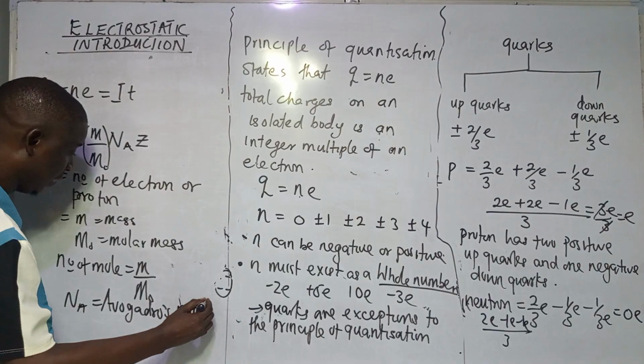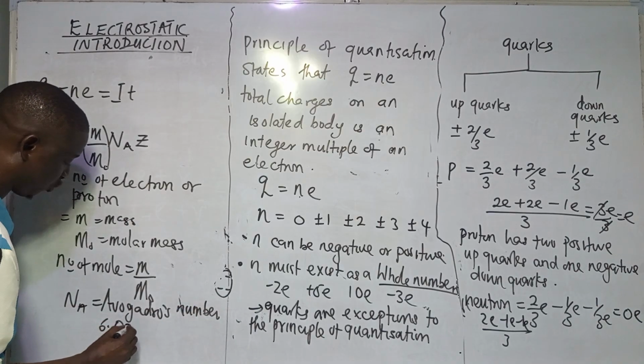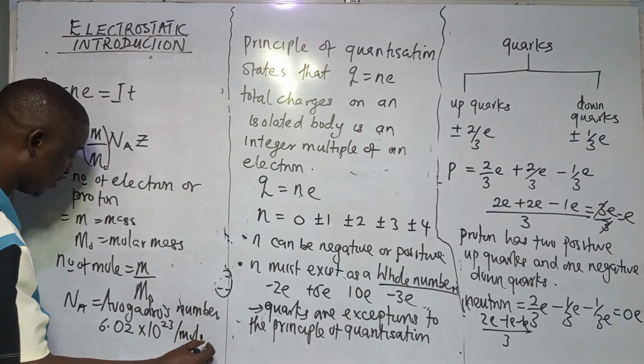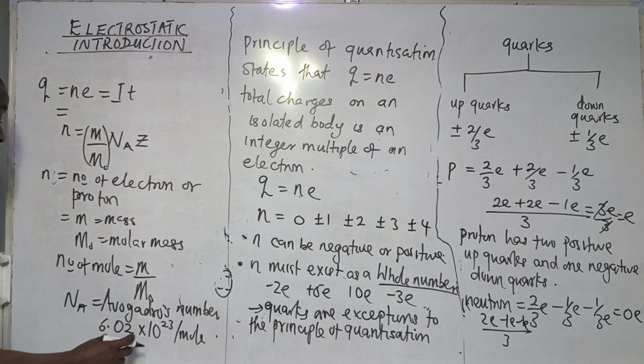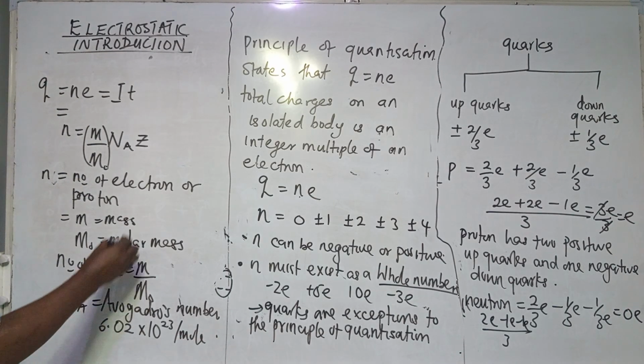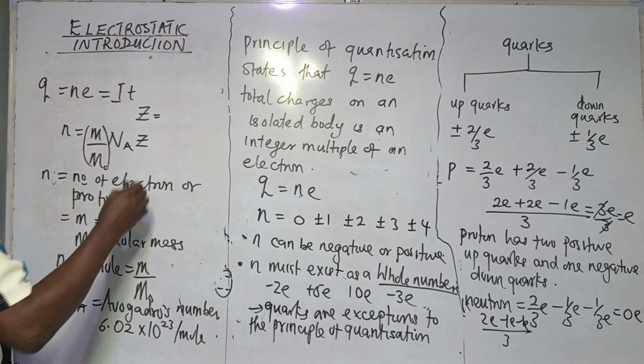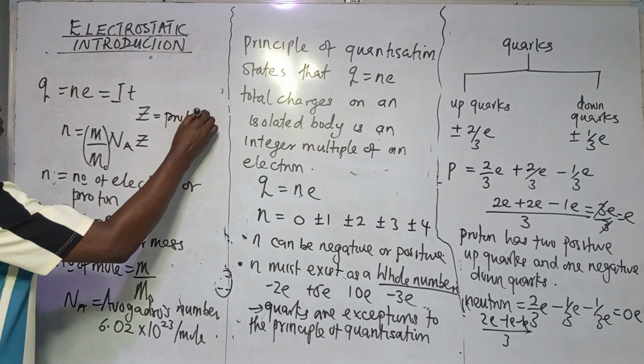Avogadro's number, which is about 6.02 times 10 to the 23 per mole, electron per mole. So that is just that. We have Z. Z is what we call the proton number or atomic number.